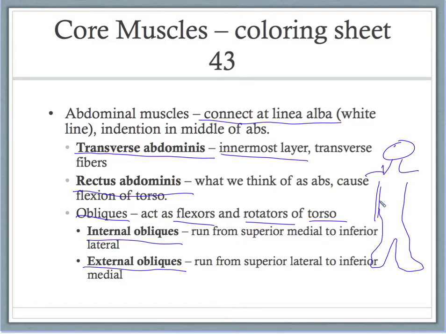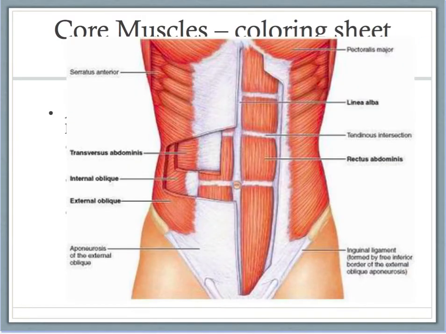But my internal obliques run from the superior medial to the inferior lateral. So they run this way. And I'll show you this on the next slide in an actual picture so you see it. Your external obliques run from the superior lateral to the inferior medial. So they run this way. So they crisscross. And they look like this, if they're actually drawn correctly.